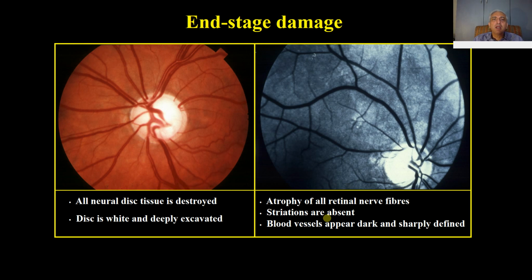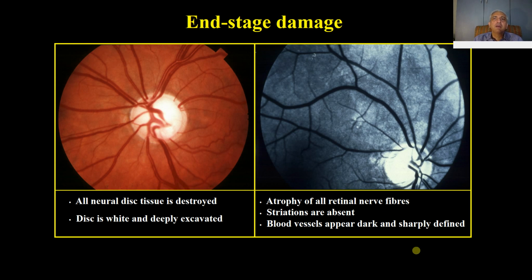What is very unusual in this picture is that the optic disc looks pale in color, more whitish in color. And here you can see the turning point of the blood vessels has gone to the periphery. So this patient has about total optic disc excavation. The cup disc ratio has gone up to 1.0. Here you can see the vessels are bending right at the periphery, and atrophy of all the retinal nerve fiber. There are no striations visible in this patient, and blood vessels appear dark and sharply defined. So that's a patient with end-stage glaucoma.